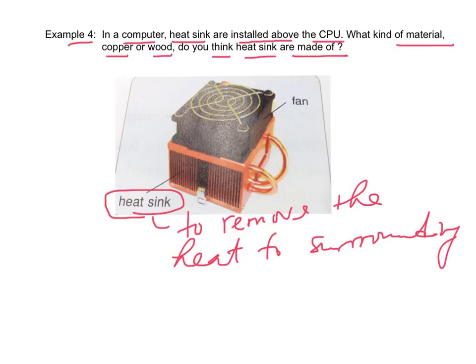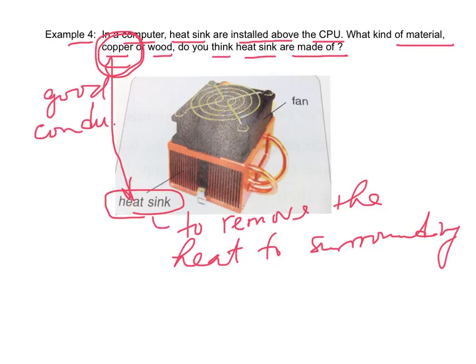Therefore, we should use copper to make the heatsink, because copper is a good conductor of heat. Therefore, it will help to conduct heat to the surrounding at a faster rate.